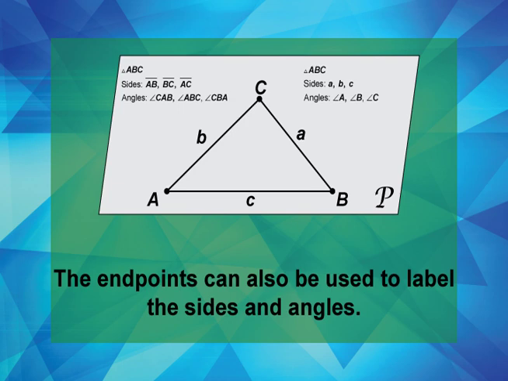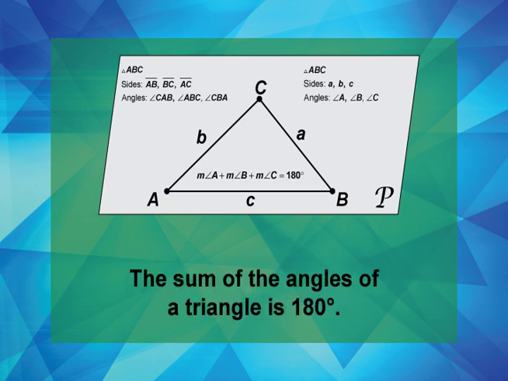Point A is the vertex of angle A. The side opposite A is side A. Point B is at the vertex of angle B. The side opposite B is side B. Point C is the vertex of angle C. The side opposite angle C is side C. Finally, the sum of the angles of a triangle is 180 degrees.